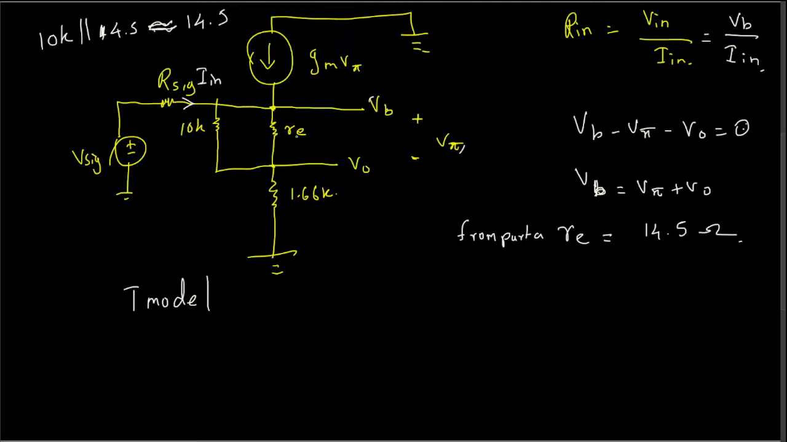Okay, so this is 14.5, then this one is 1.66K, and we have V5 right here. So the VO is basically, according to Thevenin's theorem, 1.66K times the V5 divided by the equivalent resistance right here, that is 14.5.